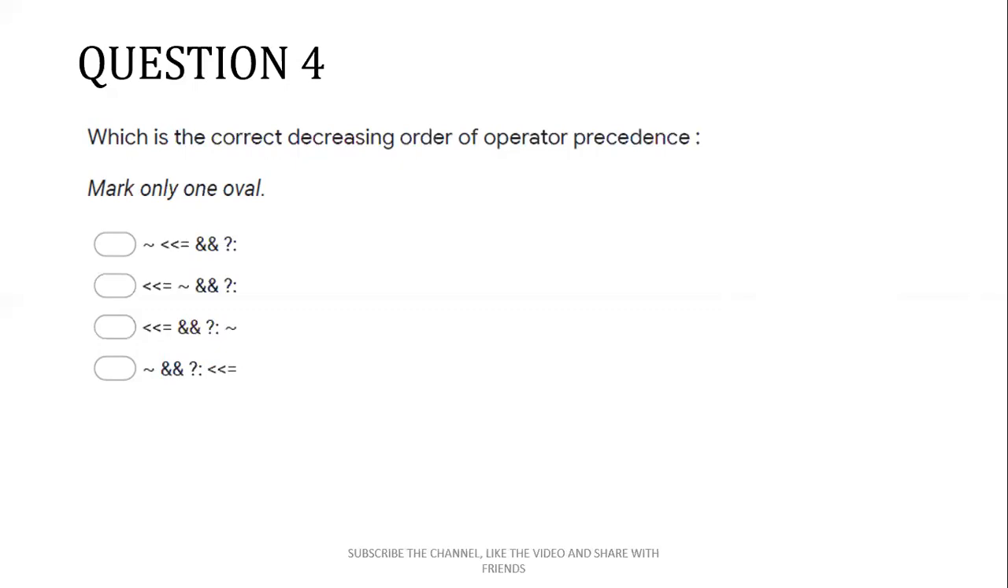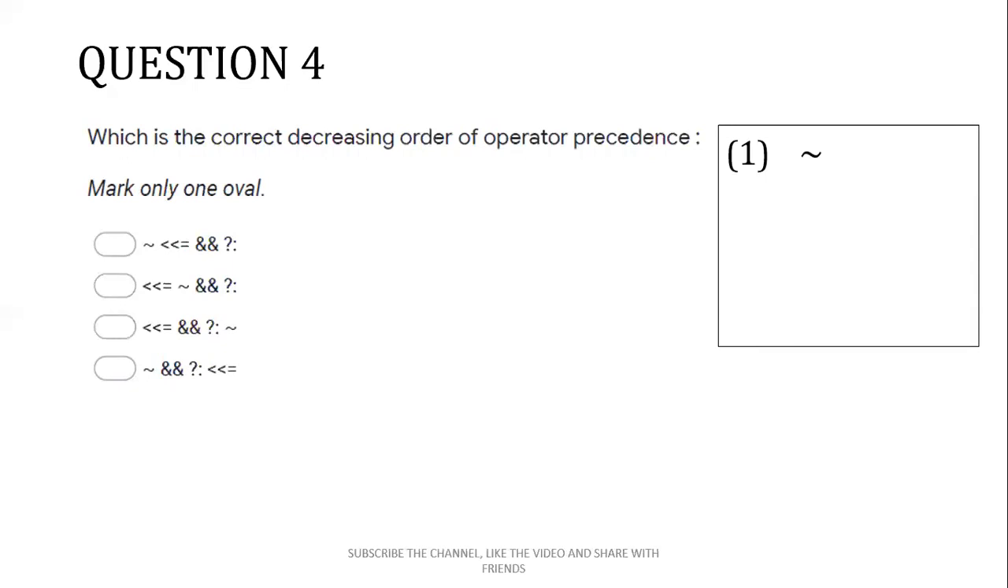You can say this bitwise complement. You can see the answer. First operator, which is of highest precedence, is bitwise complement, because it is unary, and unary has the highest precedence. Second operator is logical AND operator. It is having the next highest priority. Then we have conditional operator, and finally we have this left shift assignment, because it is assignment. So assignment operator is the lowest precedence operator here.